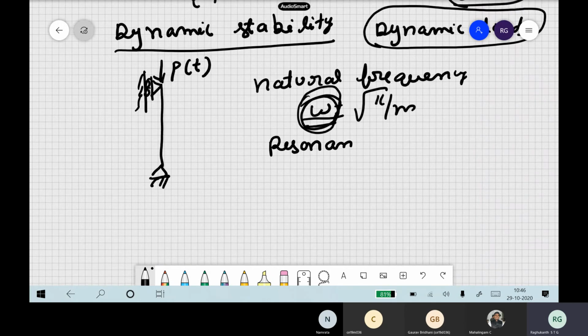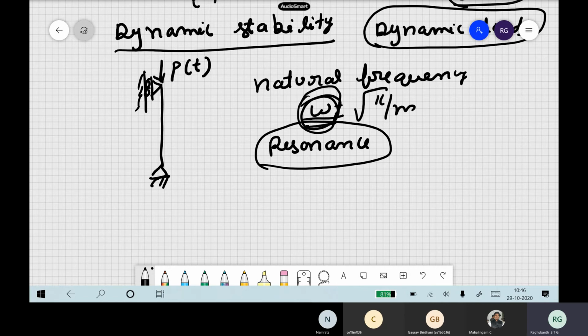Now here, tell me whether there is a chance of resonance when there is dynamic stability. What is the resonance here? It means when the frequency of the system matches with the natural frequency of vibration. For a column, you know the natural frequency, and the P of t, if it matches, resonance will come. But we are talking about dynamic stability.